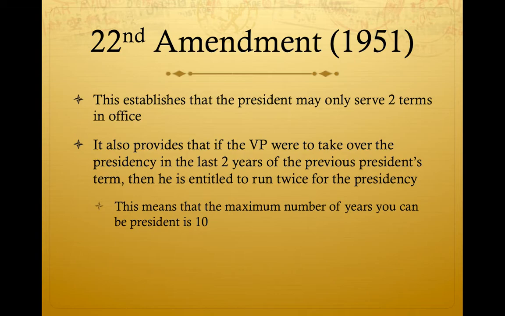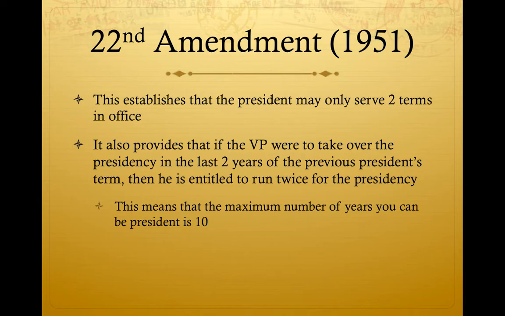So then the question becomes, what about the vice president? Well, if the vice president takes over the presidency in the last 2 years of the previous president's term, work that out in your mind for a minute. So president dies, vice president takes over, last 2 years of the original president's term, then that vice president, who then became president, is entitled to run twice for the presidency. This means that the maximum number of years you can be president is 10 under the 22nd Amendment.